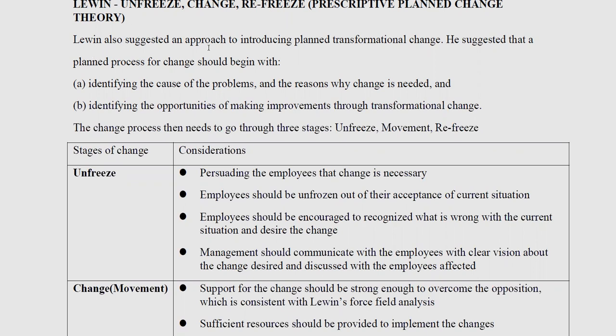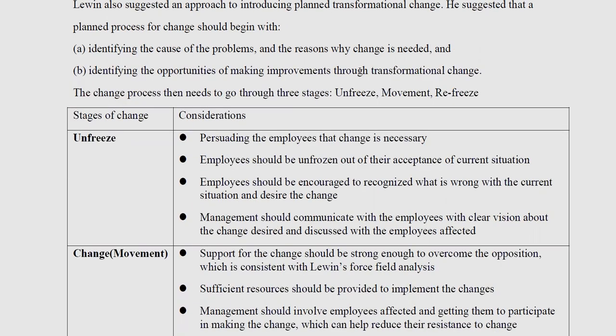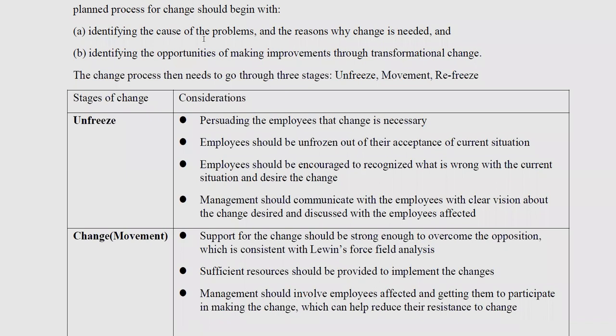So Lewin, the unfreeze, change, refreeze, the iceberg model, or the prescriptive plan change theory. Now, Lewin here also suggested an approach to introducing planned transformational change. He suggested that a planned process for change should begin with what? Identifying the cause of the problems and the reasons why the change is needed, identifying the opportunities for making improvement through transformational change. So the change process that needs to be gone through are the unfreeze, the change or the movement, and the refreeze. Now, the unfreeze stage is where you give people the reason why you are changing, telling them why the change is necessary, persuading them that the change is necessary.